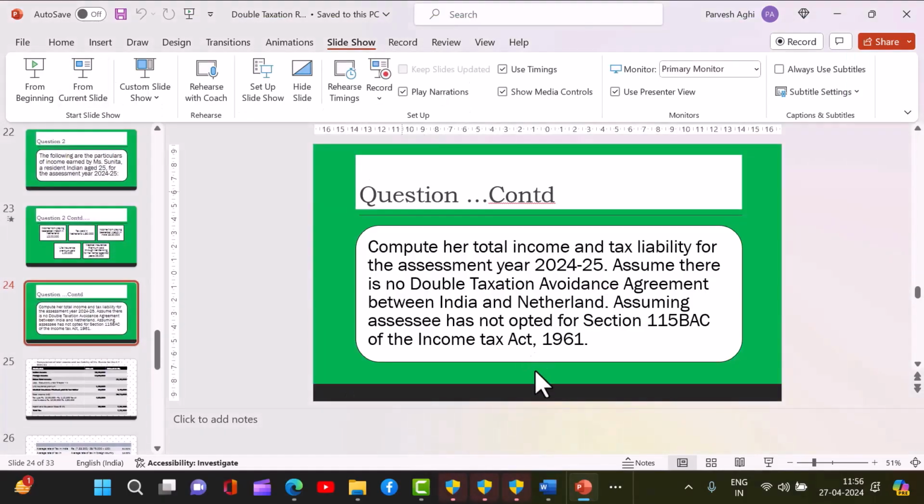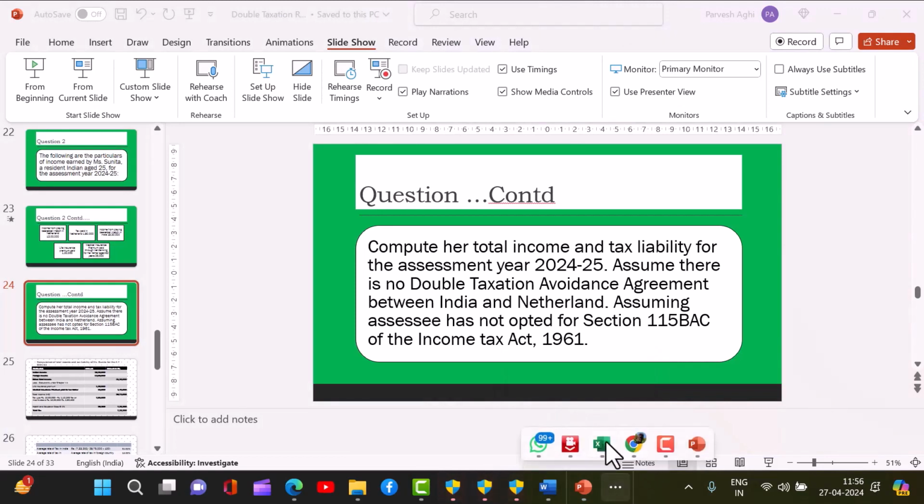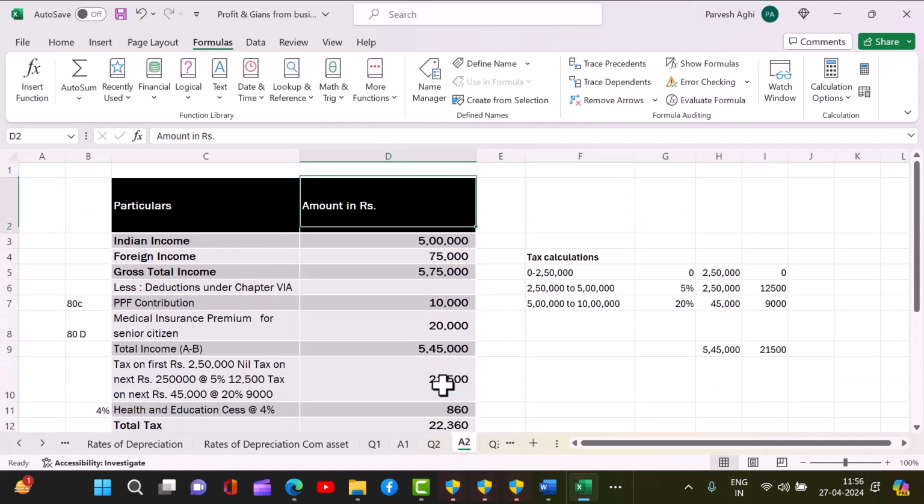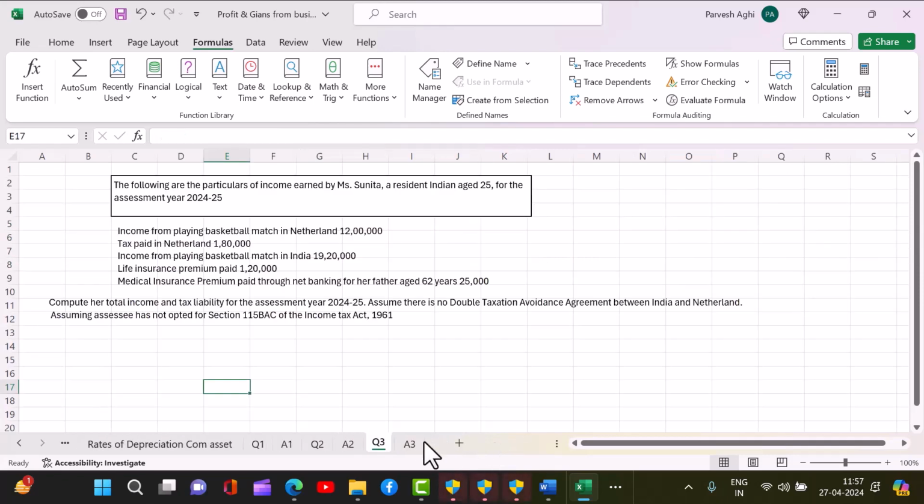Okay, so that means she is going for the normal tax regime, which was the regime in the earlier era. So she has not opted for that. So let's see the answer to question number three.